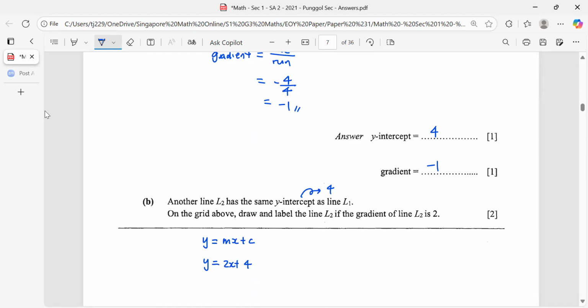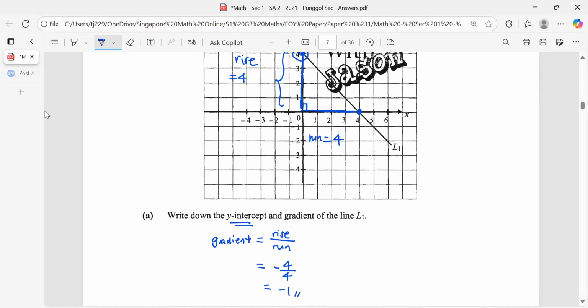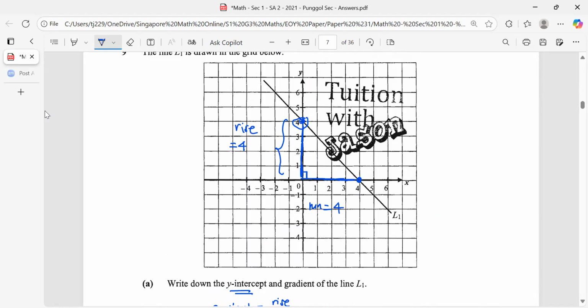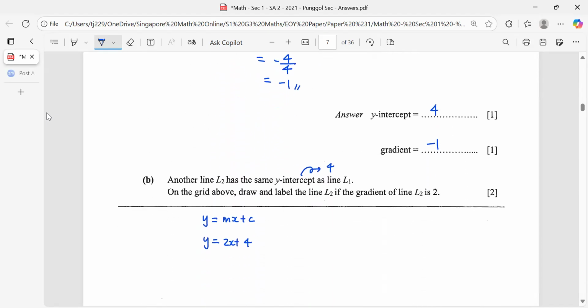How are we going to draw and label this line? So what we can do is we will need to know the exact coordinate points of them. And what better way than to draw a table and come up with the coordinates.